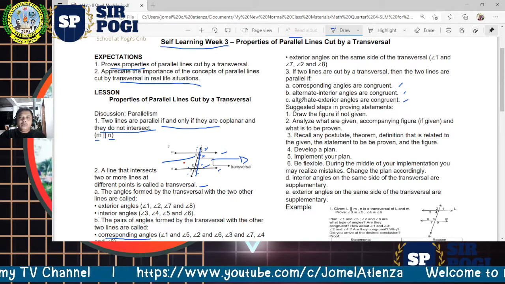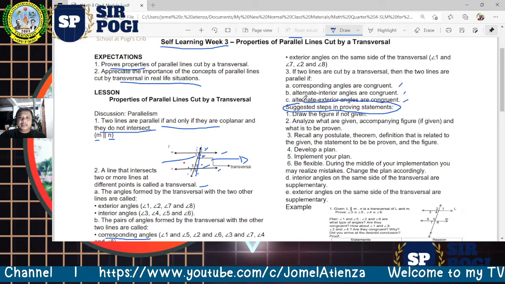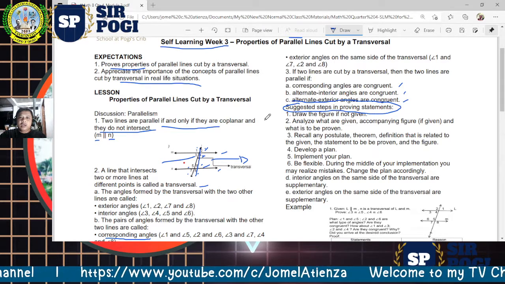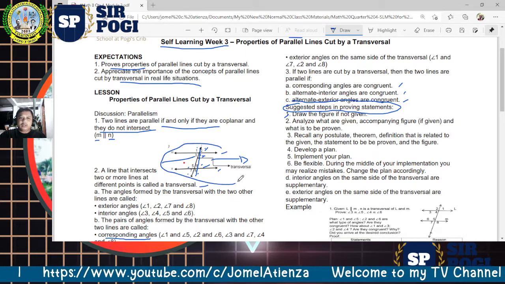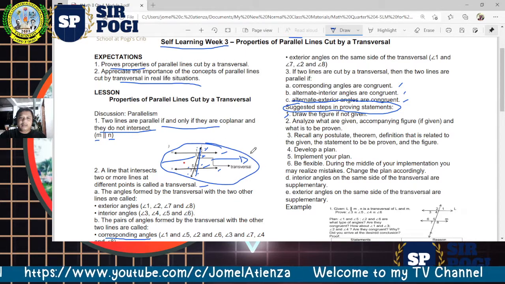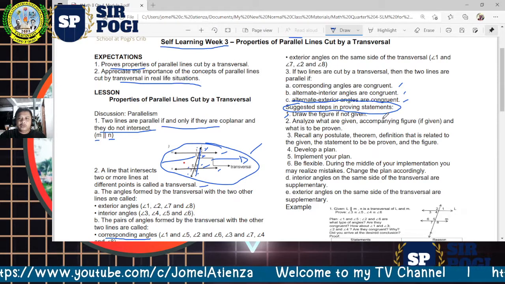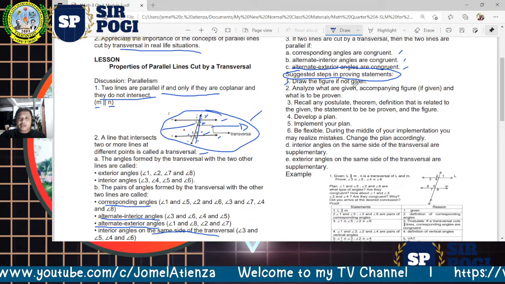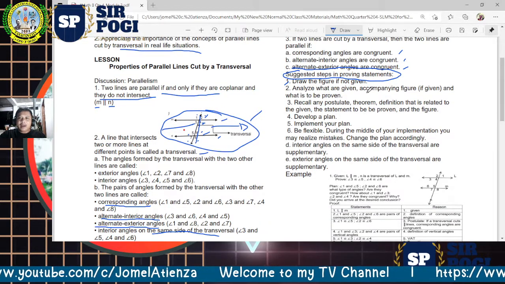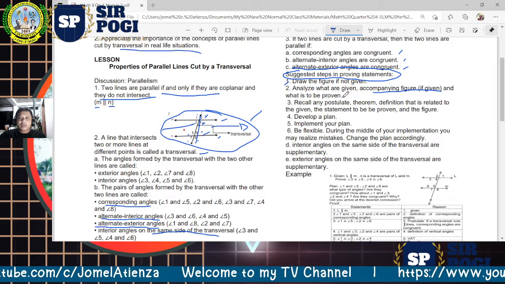And then, we have the suggested steps in proving statements. Number 1, draw the figure if not given. So, kagaya nito, supposed to be dapat lagi meron tayong figure, para mas madali natin ma-analyze yung given problem. And then, analyze what are the given, accompanying with the figure if given, and what is to be proven.